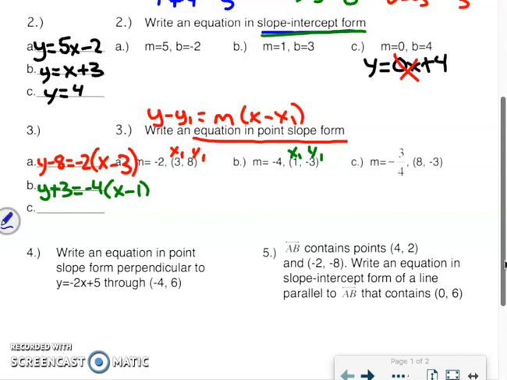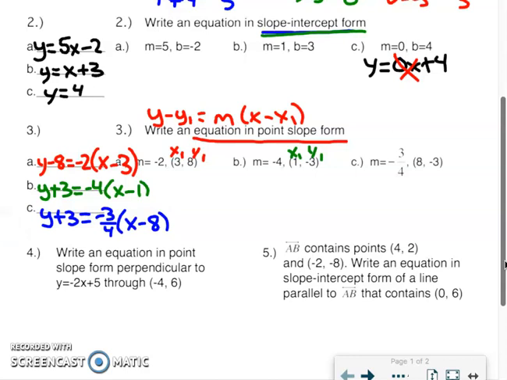Last one, slope of negative 3/4. Again, I have y minus a negative 3, so y plus 3 equals a slope of negative 3/4 times x minus a positive 8, which will look negative in my answer. Okay, that's all the 3-7 stuff. 3-7 is just using those equations and plugging things in the right way.